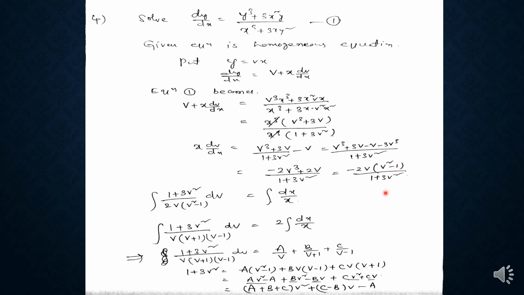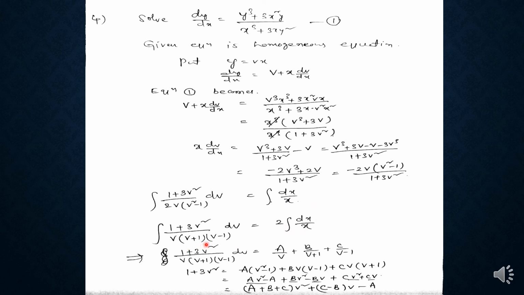Now by separating the variables, that becomes (1 plus 3v square) by 2v into (v square minus 1) dv is equal to minus dx by x. That is (1 plus 3v square) by 2 into v into (v square minus 1), which can be written as (v plus 1) into (v minus 1) dv, is equal to minus integral dx by x.